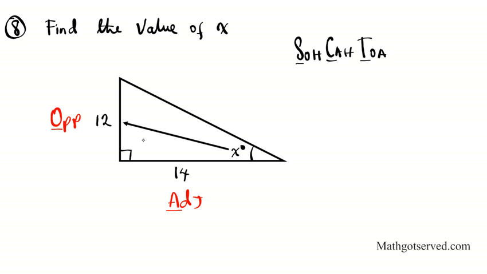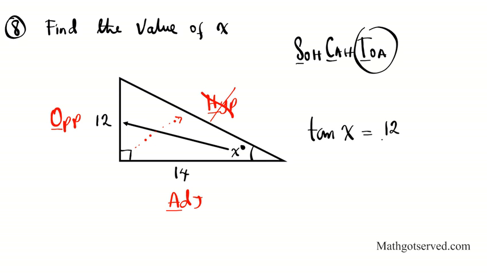And the side opposite the 90 degrees, always the longest side, is your hypotenuse. In this problem, I don't know the hypotenuse, I don't need it, so let's scratch it. We're looking at O and A. Which trig ratio has O and A in it? It's tan, right? So we're going to set up the ratio: tan of the reference angle, tan x equals opposite, which is 12, over adjacent, 14. That's what TOA means, opposite over adjacent.